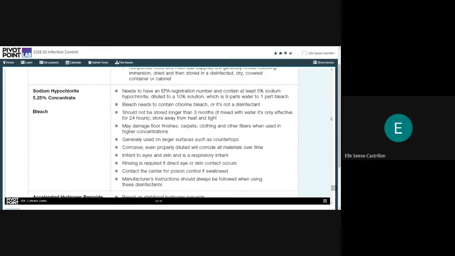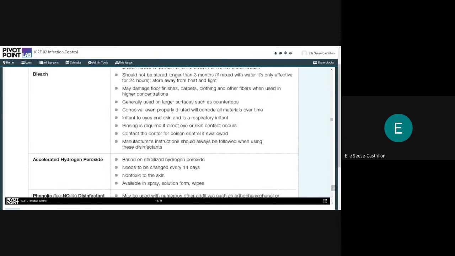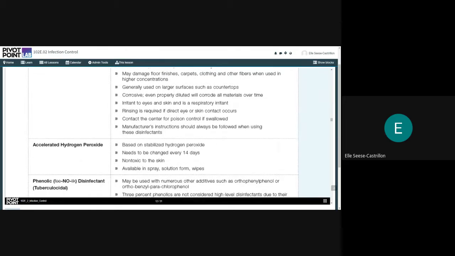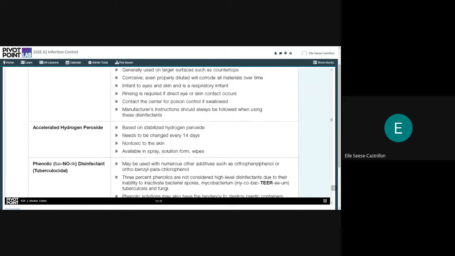Bleach needs to contain chlorine. It is not a disinfectant. It should not be stored longer than 3 months. If it's mixed with water, it's only effective for 24 hours. So store away from heat and light. It could damage your floor finishes, your carpets, your clothing, and other fibers when it's used in higher concentrations. And again, you want to follow your manufacturer's guidelines as well for how to handle this product properly.